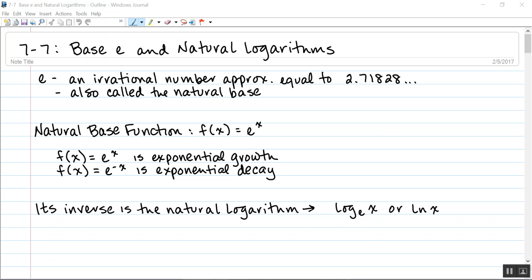The natural base function is f of x equals e to the x, and if the exponent is positive, it's exponential growth. If the exponent is negative, it's exponential decay. And its inverse is called a natural log, and we write that log base e of x, or ln of x, natural log of x.